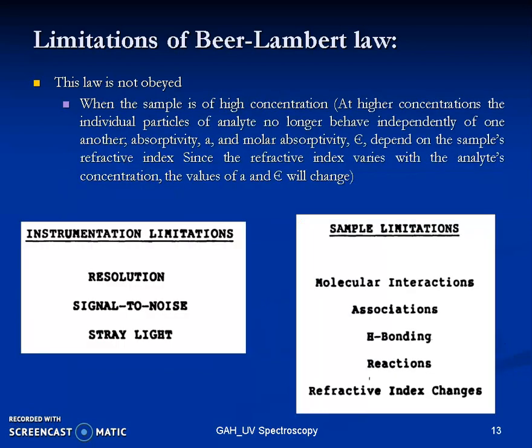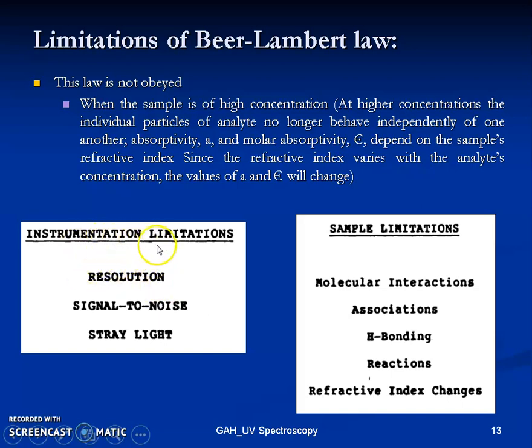Coming to the next case, when the sample is of high concentration, at higher concentrations the individual particles of an analyte no longer behave independently of one another. Absorptivity A and the molar absorptivity epsilon depend on the sample's refractive index. Since the refractive index varies with analyte concentration, the values of A and epsilon will change. I mean to say, when we have a sample in very high concentration, then both the absorptivity and the absorbance will definitely change. So the compound will behave very differently in higher concentration than in lower concentration.